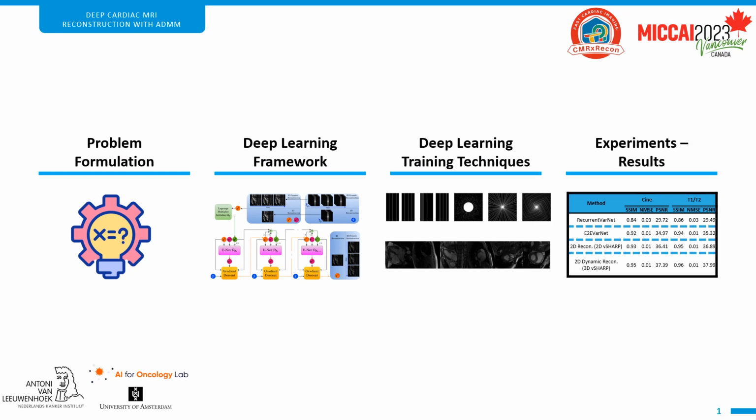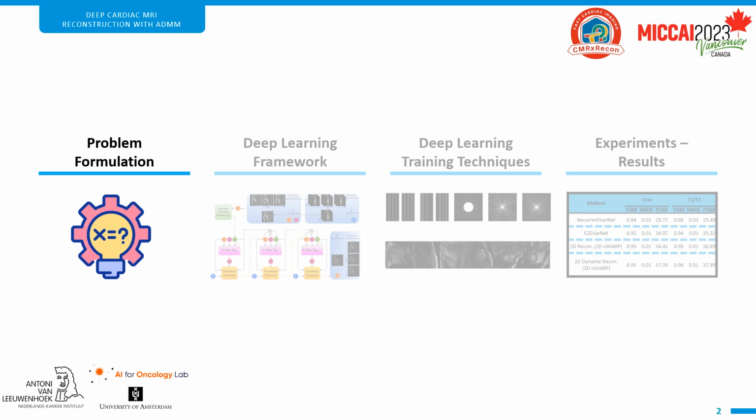Let's take a moment to outline what you can expect in this presentation. First, we will dive into the problem formulation, where we'll explore the mathematical foundations that led us to the alternate direction method of multipliers, or ADMM for short. Next, we'll discuss the deep learning framework we employed, followed by a look at the training techniques we used to optimize our models. Finally, we'll present the results of our experiments and discuss their implications. Let's begin with how we formulated the cardiac MRI reconstruction problem.